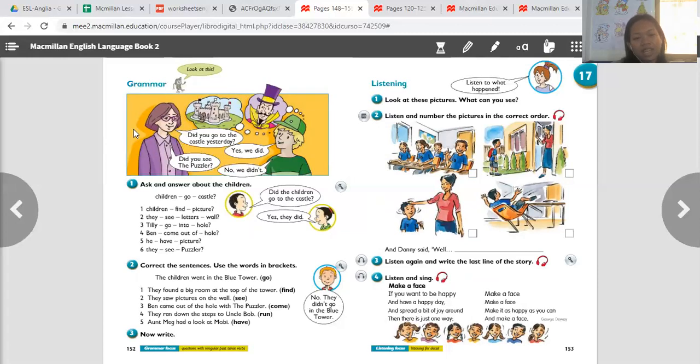In the present tense, we say, do you go? This is the past tense of do. So do changed to be did. So when you say, do you go? We ask, did you go? Okay?